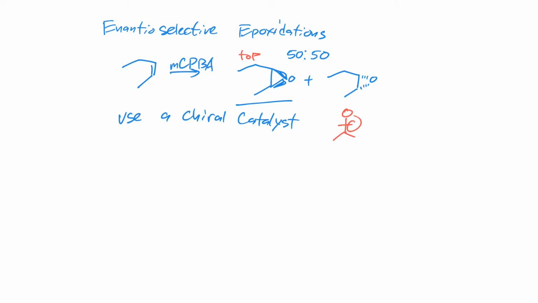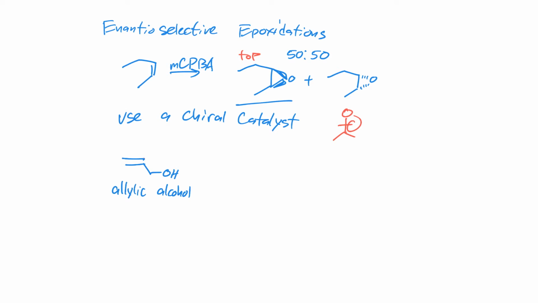So how do we use a chiral catalyst? Well, this reaction works with allyl alcohols or allylic alcohols. And this was developed by K. Barry Sharpless, who won the Nobel Prize in 2001 for this chemistry. So we can take an allylic alcohol, and of course an allylic alcohol doesn't have to have this methyl group here, so let me erase that. Any alcohol that's on a CH2 that's next to an alkene is an allylic alcohol.